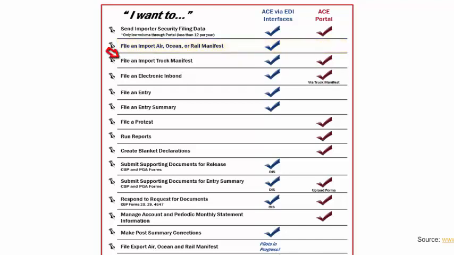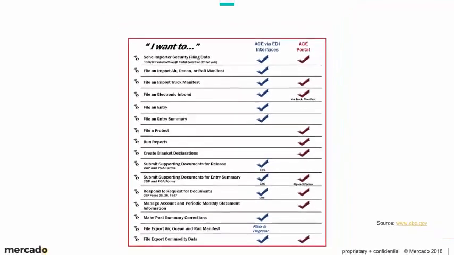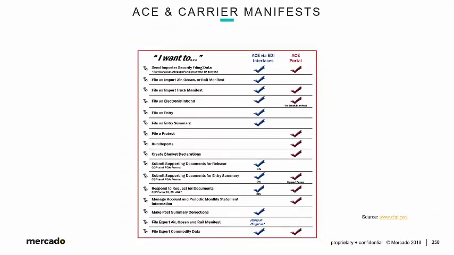File and import truck manifest. Those are goods coming in from Canada or Mexico. Can be done via both EDI and the ACE portal. And all the way down, as an interesting note, file, export, air, ocean, and rail manifests. That's for export. And as it says here, the pilot is in progress. We're interested in imports. We won't talk about it, but it's an interesting point to make. This is how currently, as of the time of recording of this section, that carriers transmit information to the U.S. government.